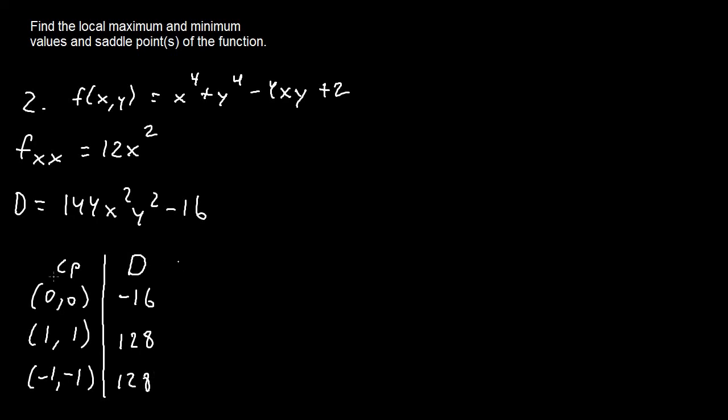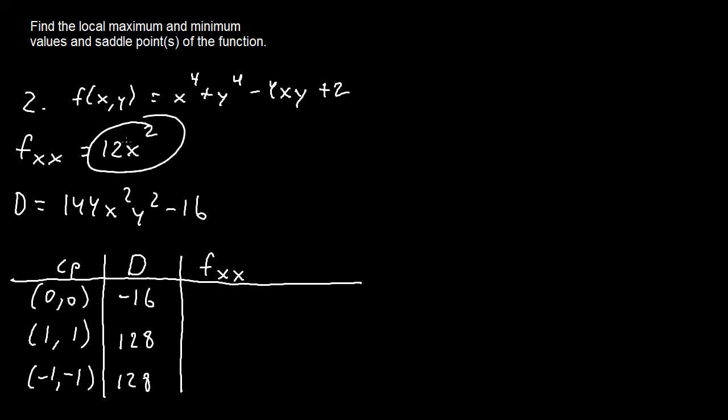So now the next column is going to be for f sub double x. Now we need to evaluate f sub double x at each of these points. So at 0, 0, I'm going to just plug it into 12x squared, which is f sub double x. Notice there is no y variable, so we don't need to plug in the y value of 0. We just need to plug in 0 for x, and we'll still get 0. Now, if we plug in 1, 1, we'll get 12 times 1 squared, so 12. And if we plug in negative 1, we still get 12.